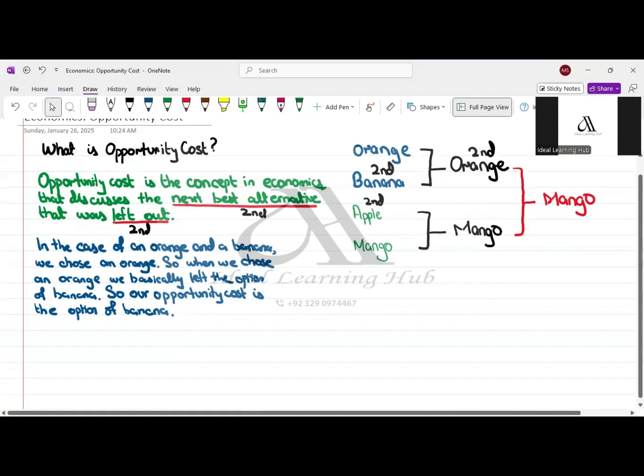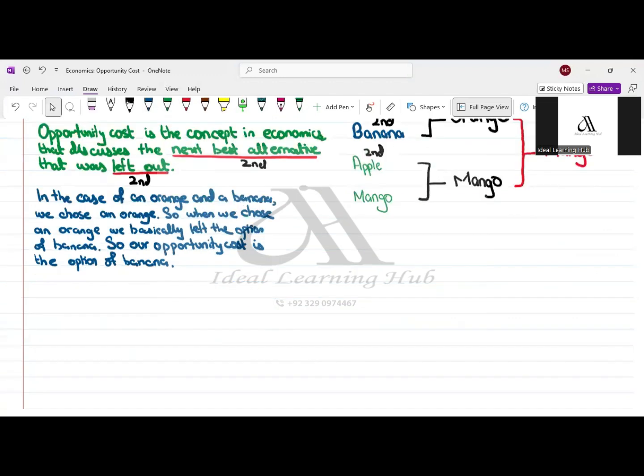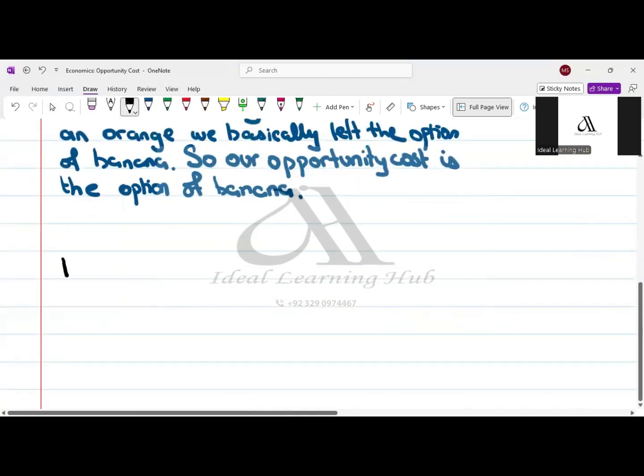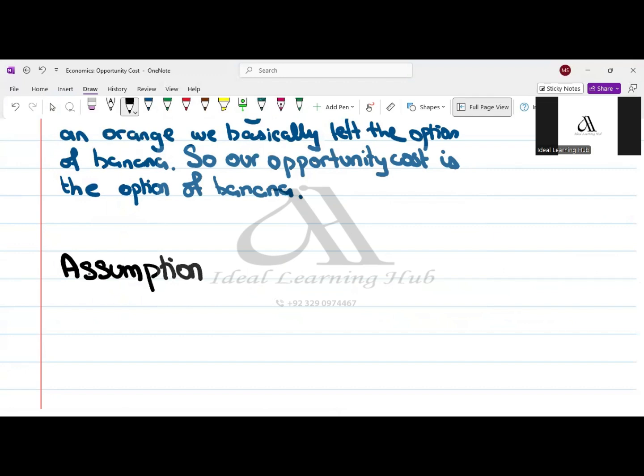So now I have a few questions. What if we have three choices? What we can say is that this is an assumption, right? The very concept of "what if" is basically an assumption. So we'll make a few assumptions that come with opportunity cost. So what if there are three options?